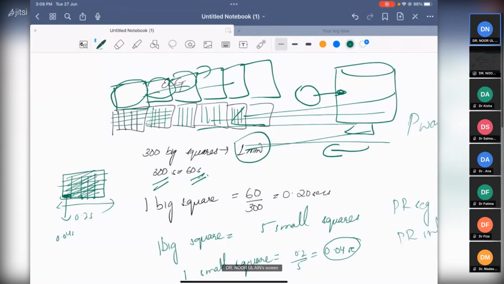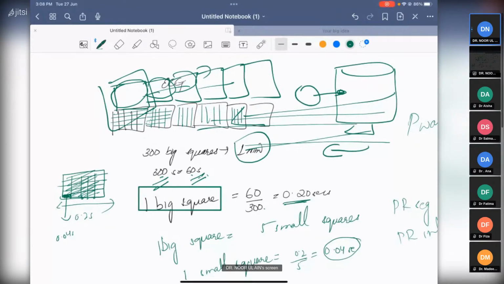Now remember, if 300 big squares move in 60 seconds, how much time does one big square take to move? So what will I do? I'll divide 60 over 300 and I'll get 0.2 seconds. So in 0.2 seconds, one big square moves ahead. And in 1 minute, 300 big squares move ahead. Easy? Does that make sense?